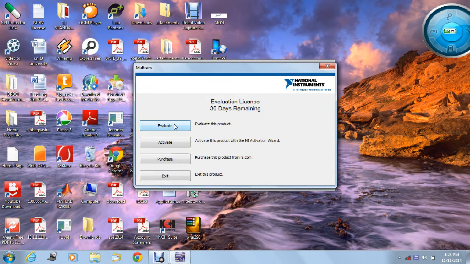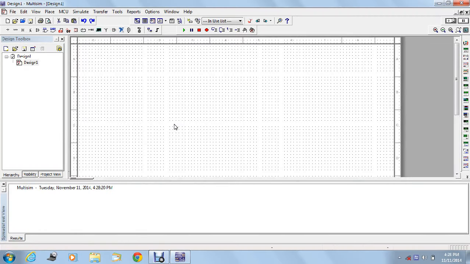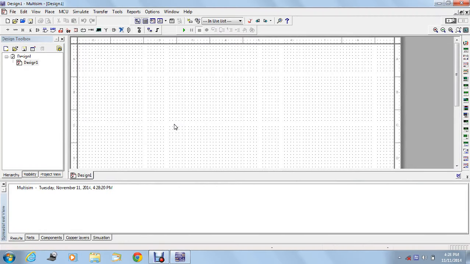I am having a 30-day evaluation version of Multisim from National Instruments. You can download this version from the website as a student version, or in your colleges it is already purchased. So whatever is convenient, you can download this on your laptop, or in labs it is already available. Go to the lab and try to perform this lab.